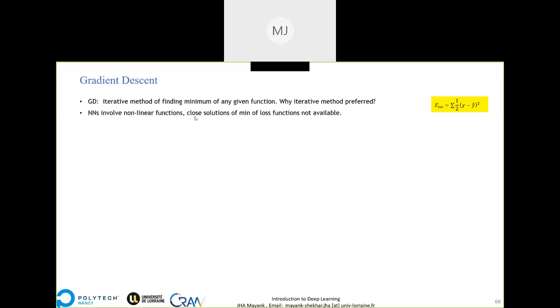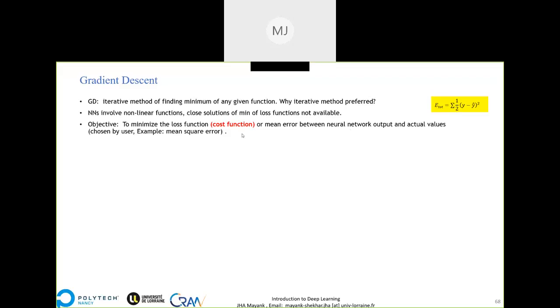One question is, why do we have an iterative method? Because remember, in neural networks you are not dealing with linear functions, you are dealing with nonlinear functions. And most often, the solutions do not have a closed form. Solutions are not available at all. The objective is to minimize the loss function, that is the cost function, or to have the minimum mean error between the neural network outputs and the actual values.